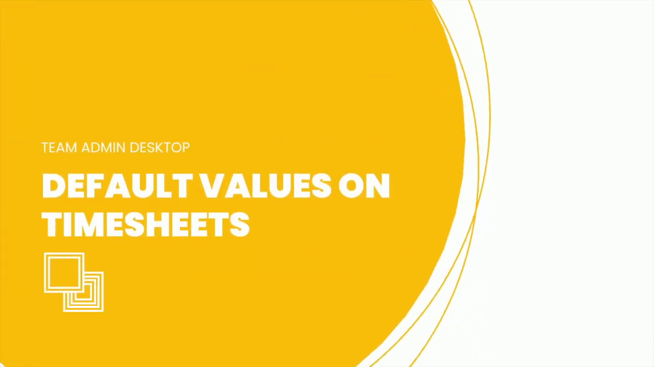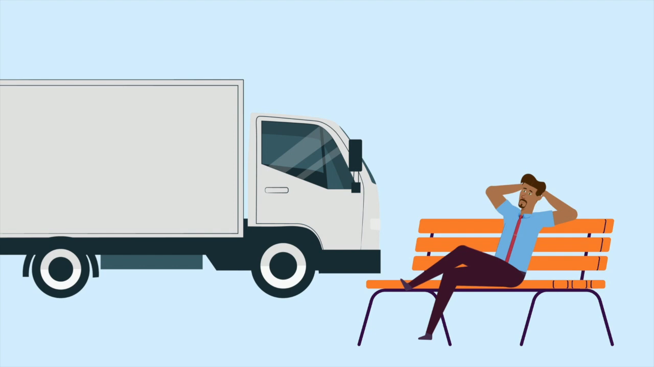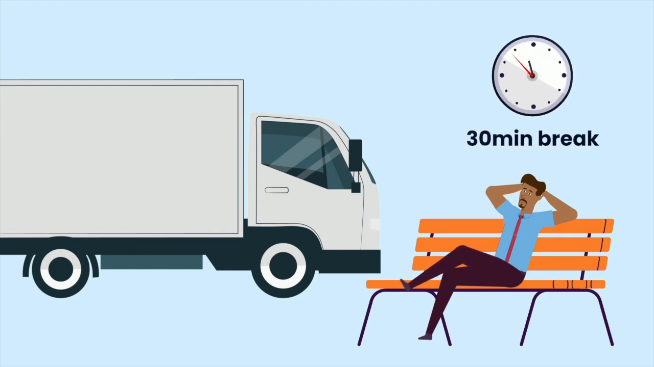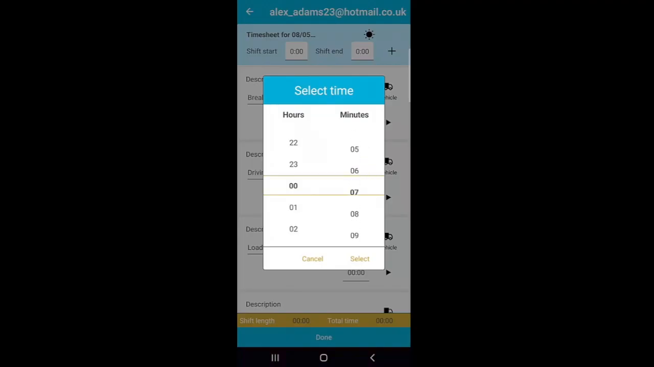And finally, we have added the ability to add a default value to timesheet activities. This could be used, for example, if a driver always has a 30-minute break. That activity can be set to 30 minutes to save the driver inputting that data himself. This can of course still be edited by the driver if they had a longer or shorter break.